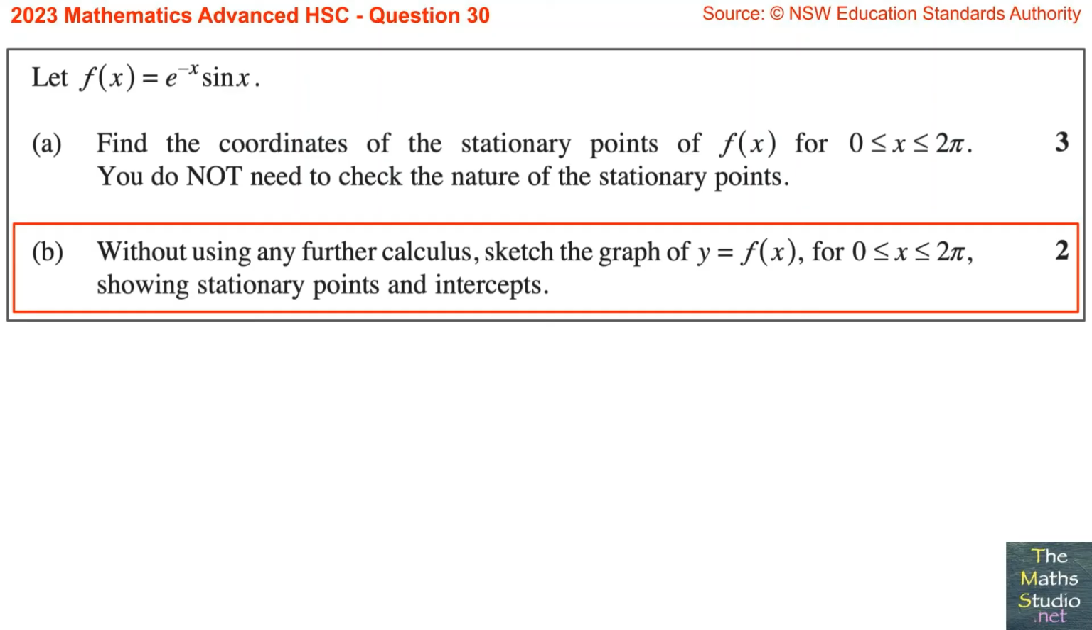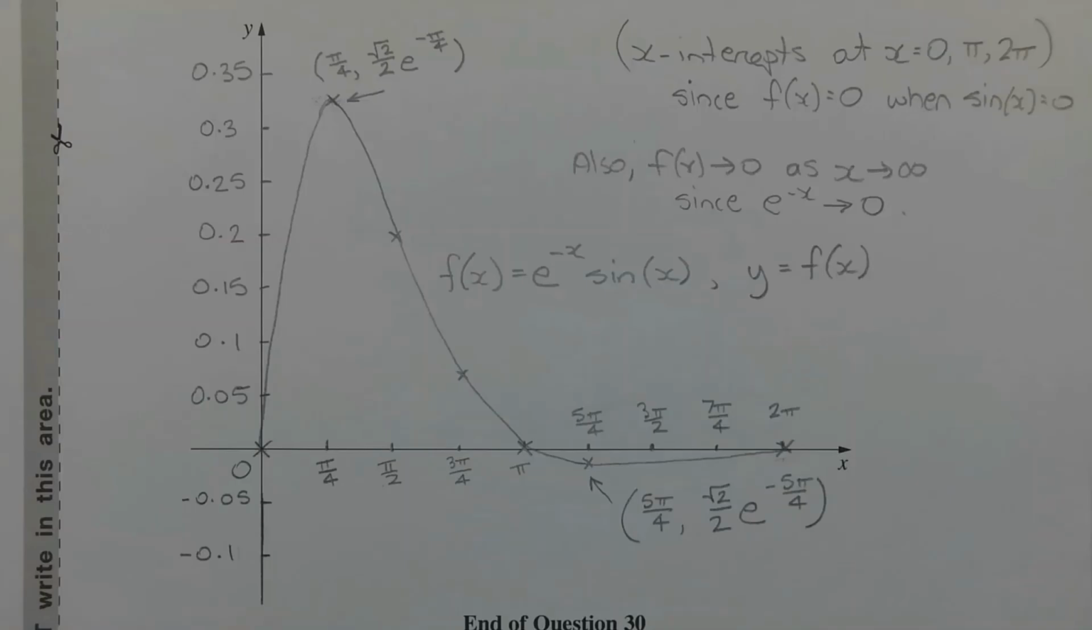Part B. Without using any further calculus, sketch the graph of y equals f of x for x greater than or equal to 0 and less than or equal to 2 pi, showing stationary points and intercepts. From part A, we've established that the graph must pass through two particular points, which are the stationary points, located here and here. The next thing we can find are the x-intercepts.